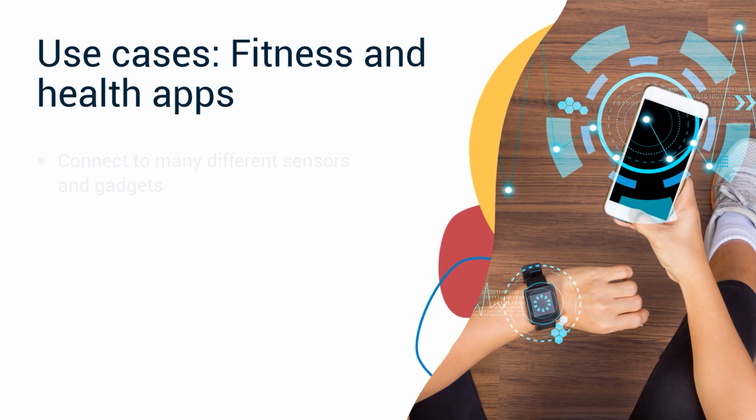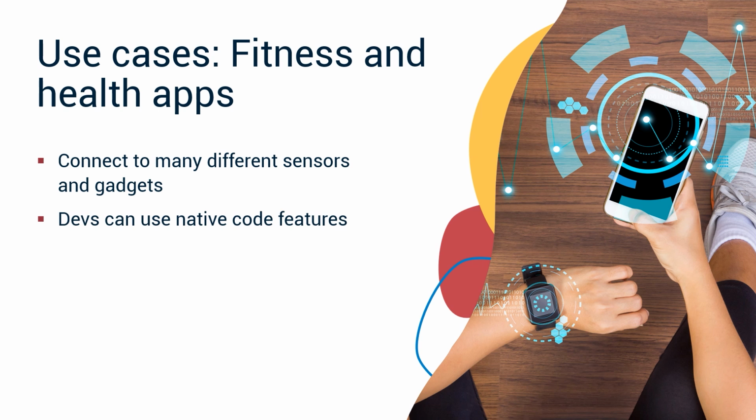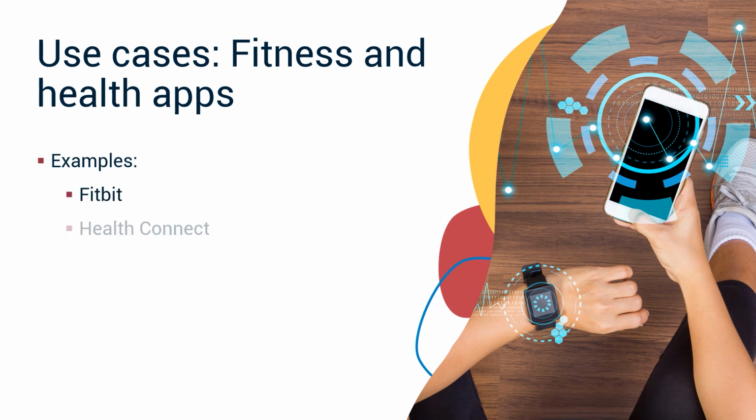Fitness and health apps that need to connect to a lot of different sensors and gadgets can use React Native. Because the framework can work with native code, developers can use features that are only available on certain devices, such as GPS, accelerometers, and health data APIs. The Fitbit app and the Health Connect app are two examples.